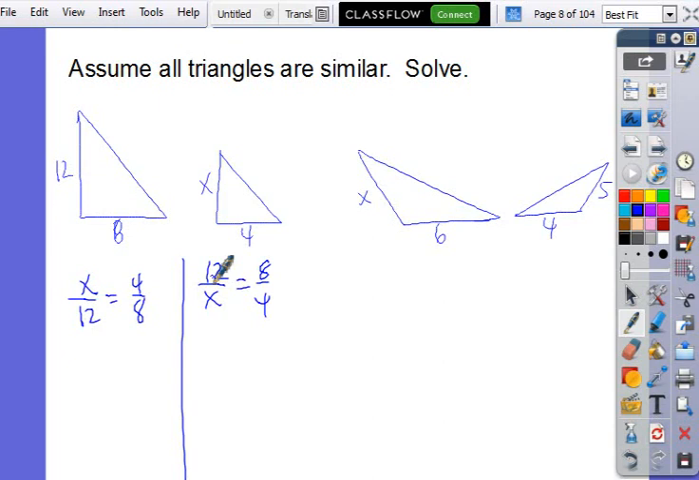All right, so tell me about this one right here, the second one. If I do x over 5, then I've got to do 6 over 4.